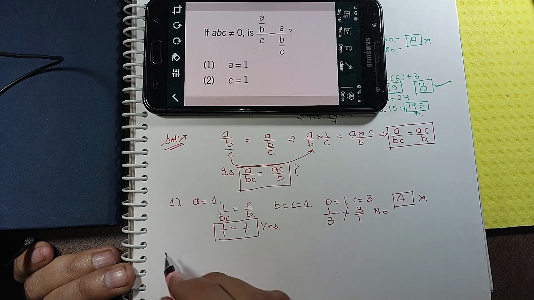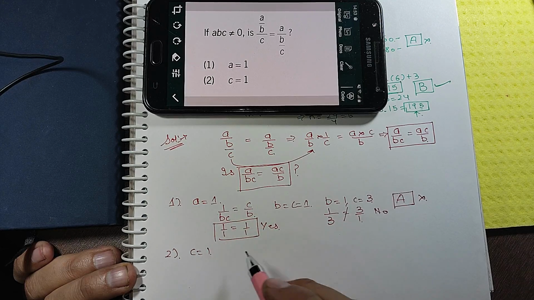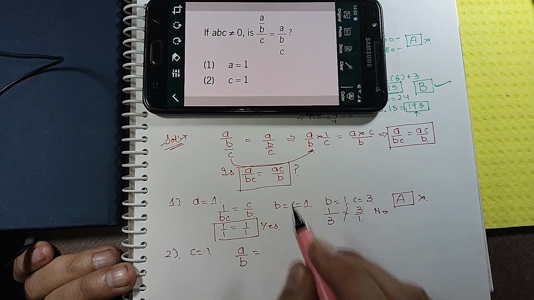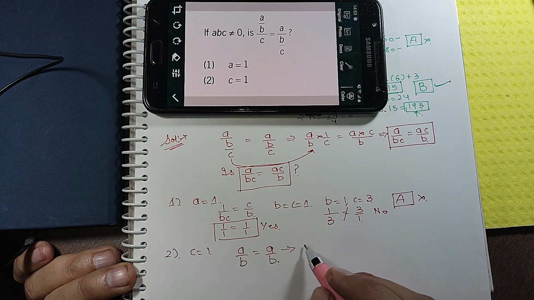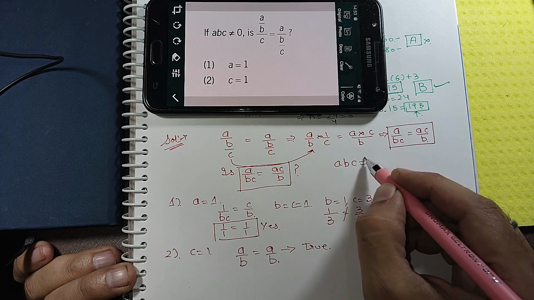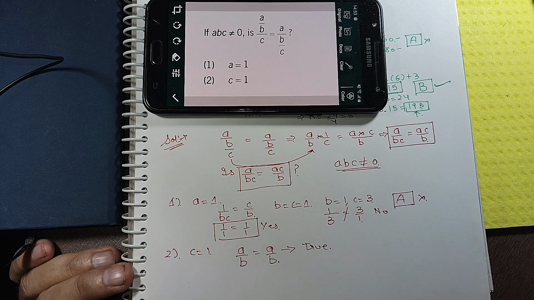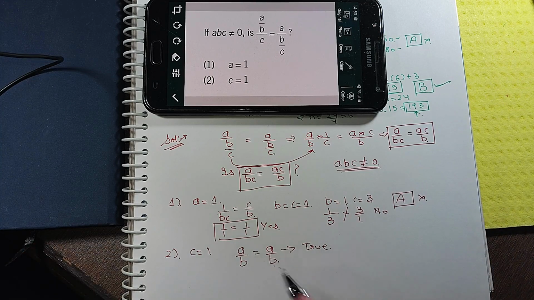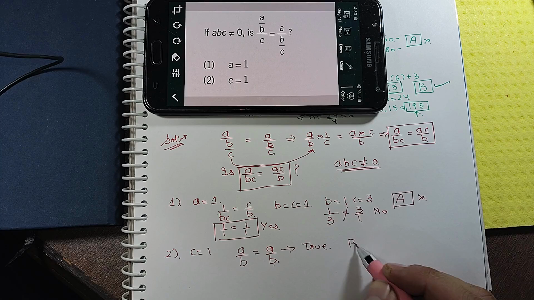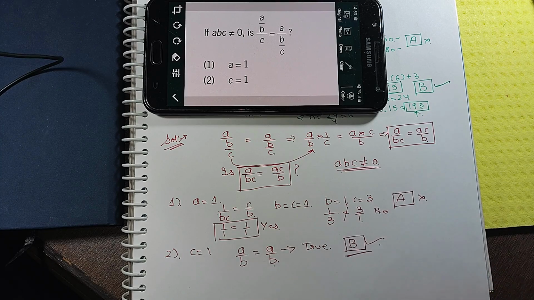Now moving to statement 2. Statement 2 says C is equal to 1. Now putting the value C equal to 1, we get A by B equal to A by B. So this is true for all non-zero values, because we have been given at the start that A, B, C is not equal to 0. That means all are non-zero numbers. So A by B equal to A by B is true. So we'll say that statement B is sufficient to answer our question. So for this particular question, statement B is the right answer.